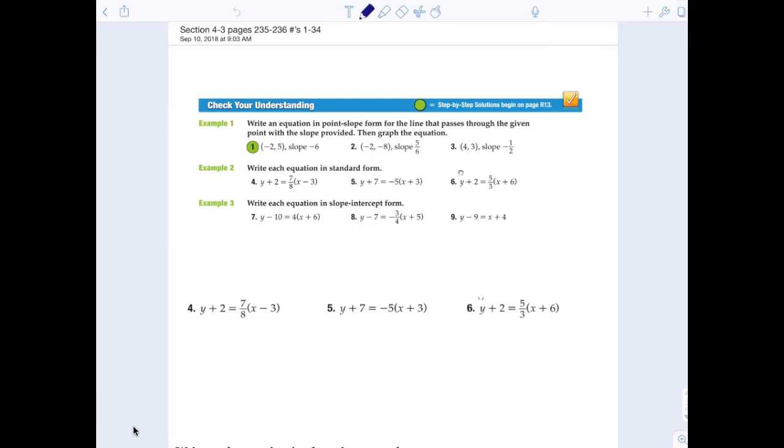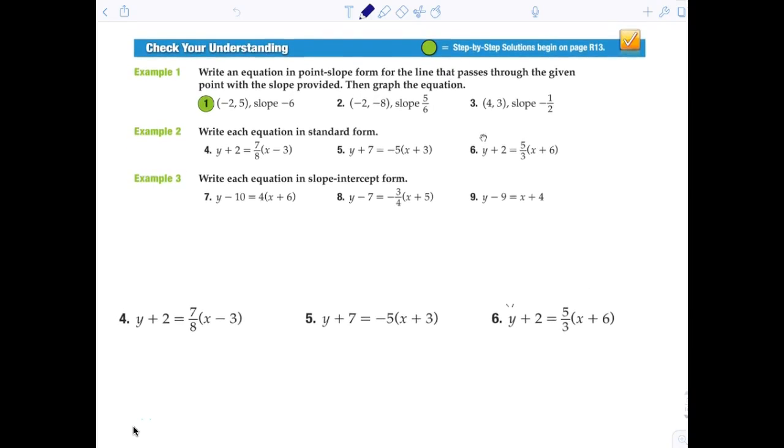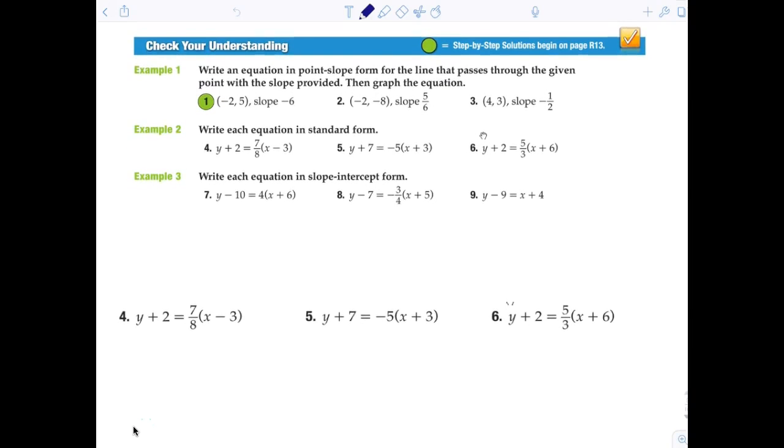Now, here we go. Today, what we're going to do is number 1, 2, and 3. It says write equation in point-slope form for the line that passes through the given point with the slope provided, then graph the equation. I didn't really ask you to graph yesterday, but today I made some graph paper for you.